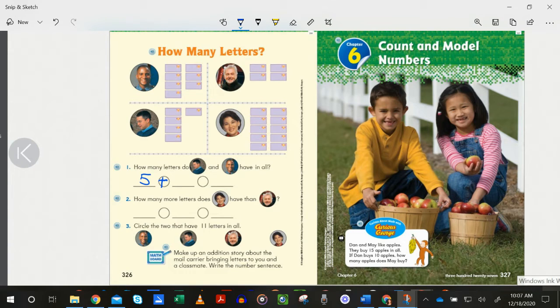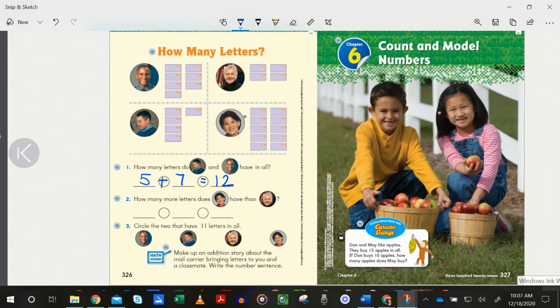Okay. And means we're going to add the police officer. How many does he have? Look, think, speak. 7. Good. So in all, we're putting them together. 5 plus 7. Look, think, speak. 12.